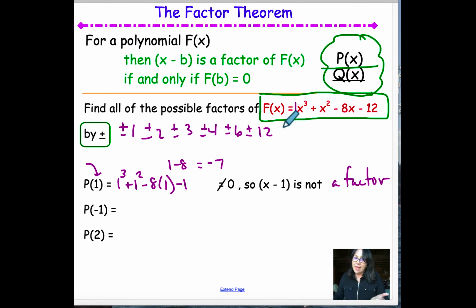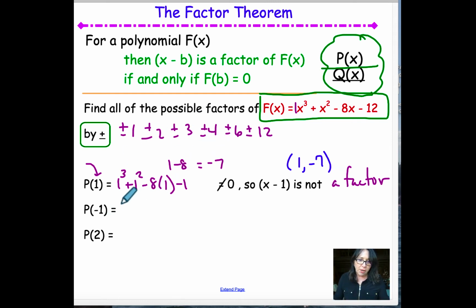Now, based on that, though, I don't want you to think that you just plugged in the value to no avail. Even though it's not a 0 and it's not a factor, it is still a point. And so that's on my graph. So at 1, negative 7, that is a point on my graph. Even though it's not a 0, it's still a point. So that would assist me in graphing my polynomial.